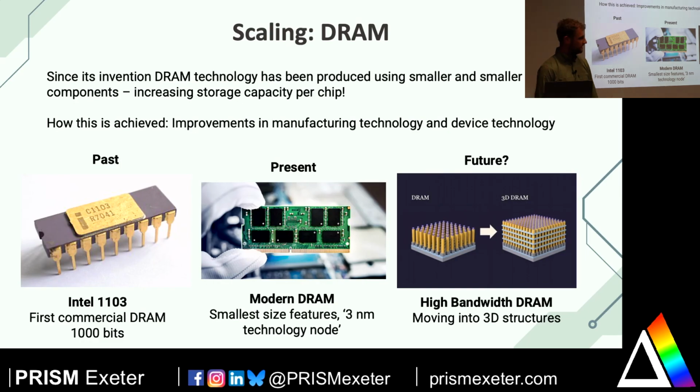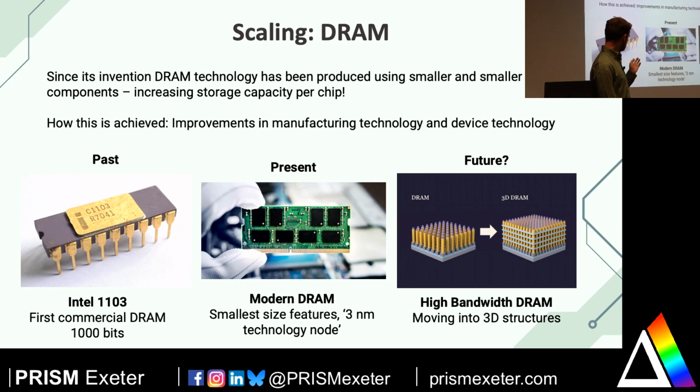So this is the kind of technology that over time, according roughly to Moore's law, has been shrunk down to smaller and smaller sizes. So this is the first commercially available one here, Intel 1103. So this is the first DRAM integrated circuit, and that can store 1,000 bits, which isn't very much in terms of what we can do today.